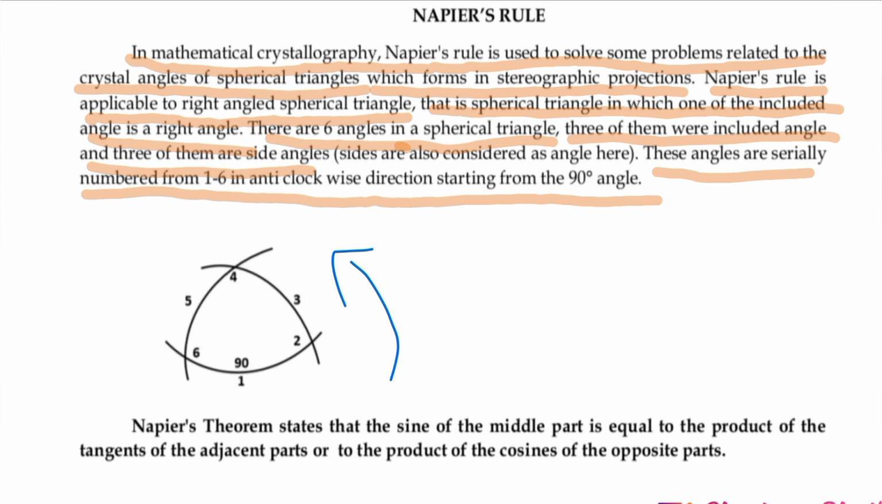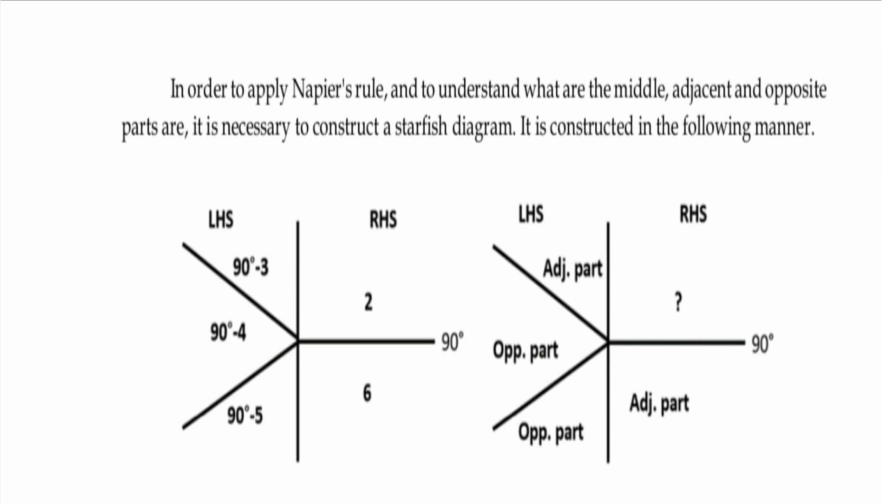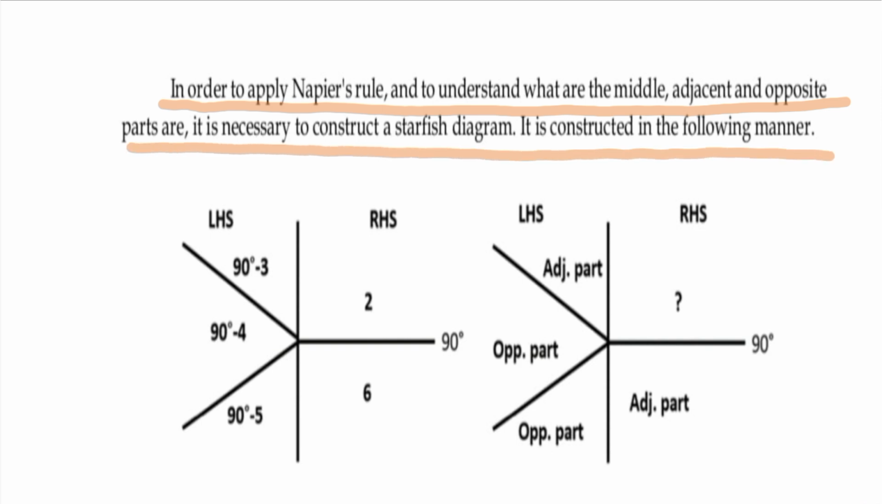So now getting into the problem solving part, Napier's theorem states that the sine of the middle part is equal to the product of the tangent of the adjacent parts, or to the product of the cosine of the opposite parts. So this is the thing that you have to keep in mind. In order to apply Napier's rule and to understand what are the middle, adjacent and opposite parts, it is necessary to construct a starfish diagram. So it is constructed below in this manner.